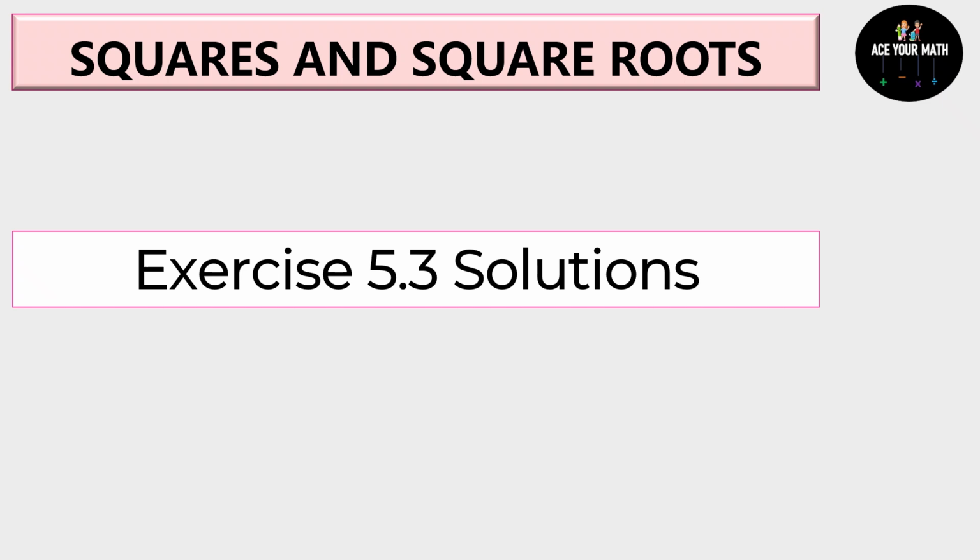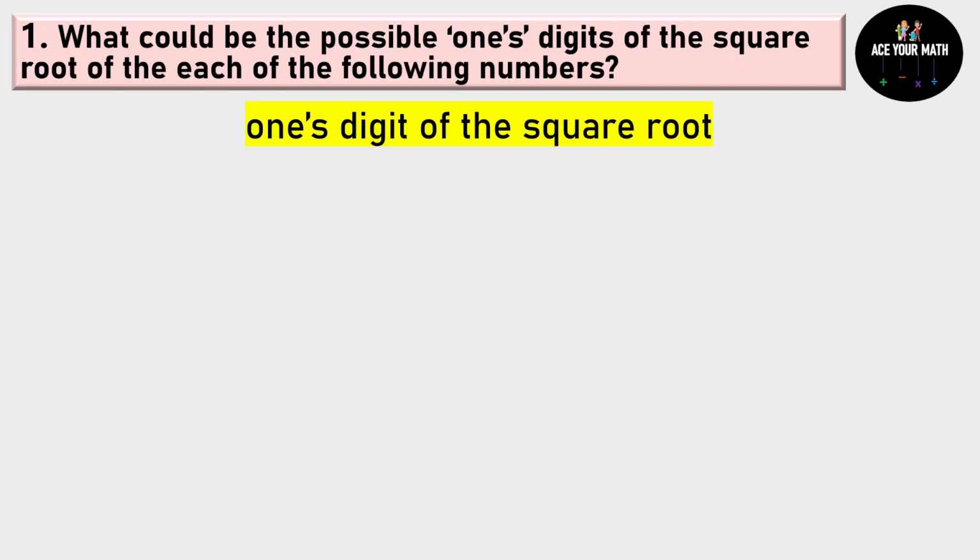In today's video, we will be going through exercise 5.3 from the chapter Squares and Square Roots for grade 8, and we will look at each question step by step and understand the solutions clearly. So let's begin. We'll start from the first question. What could be the possible ones digit of the square root of each of the following numbers? So without calculation, you will tell what will be the unit digit of the square root of the given number.